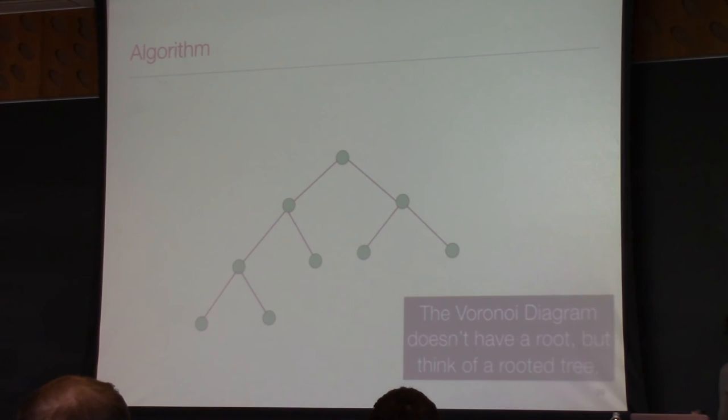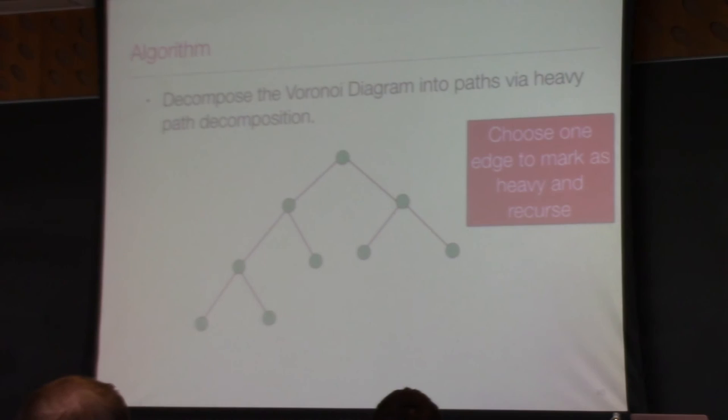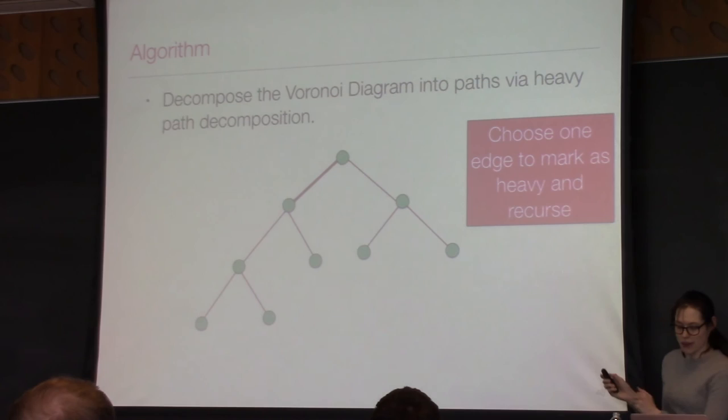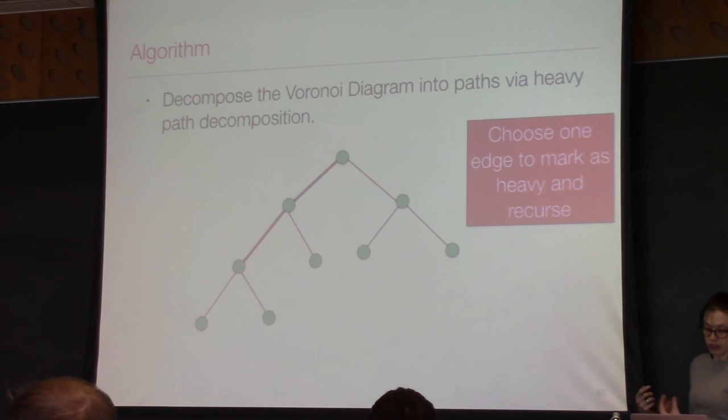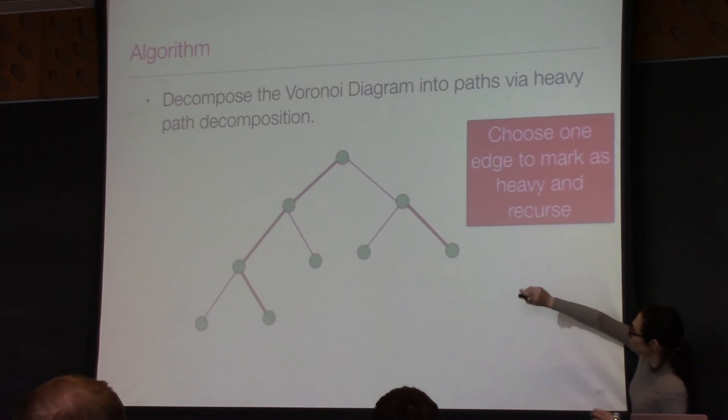A basic overview of how the structure works is that you decompose this Voronoi diagram into paths using a heavy path decomposition. Basically, for every vertex, you choose one of its child edges. That's why we want to think of having a root, because we want there to be some sense of parent and child. We mark one as heavy and one as light, and then we recurse. So let's start at the root, and let's say we mark the left one as heavy, and I made it thicker. Is the thickness difference clear? Okay. Then we continue down, and at each vertex, we choose one of its children to be heavy and one to be light. So let's say it was like this. A common way of doing this might be to look at which subtree is larger and make that one the heavy edge. You would also do the same thing on the other side. Once you have a light edge, you assume you're starting a new tree at the endpoint there.